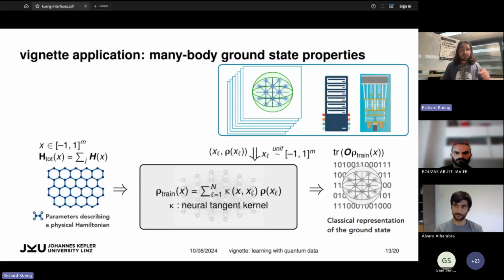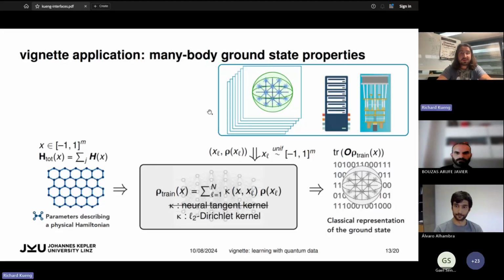And this is the one ingredient we had, which allowed us to mathematically tackle this problem, because classical shadows, the data format is invariant under linear combinations. And this allowed us to analyze these kernel methods rigorously.